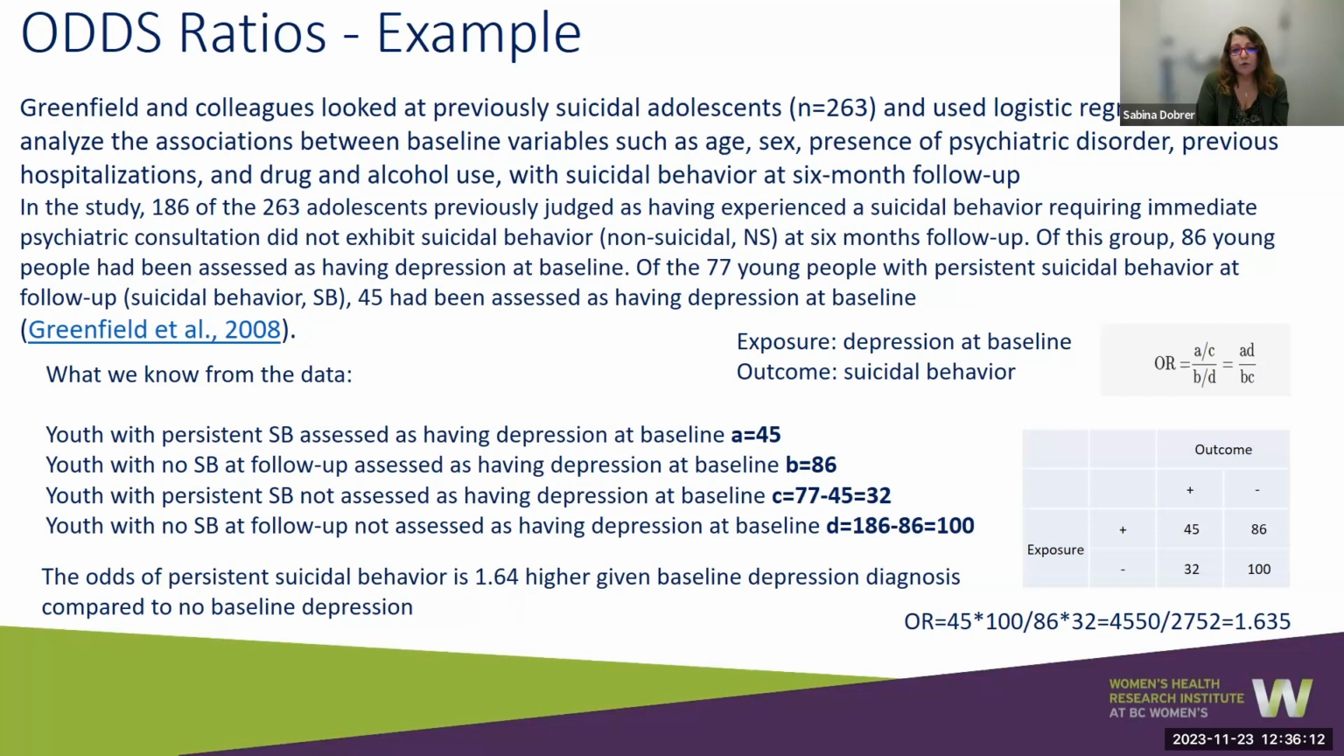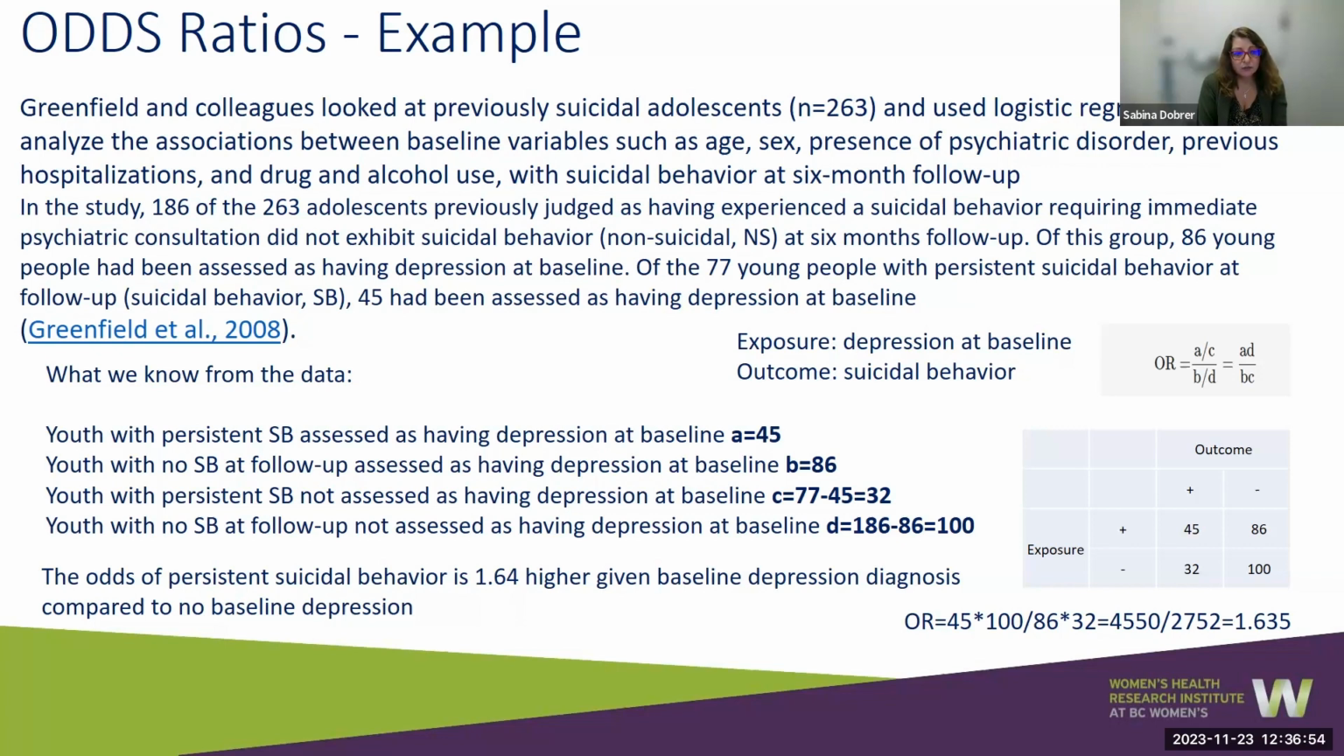And you had a group of 86 young people who had been assessed as having depression at baseline, and out of them 77 young people with persistent suicidal behavior at follow-up. And 45 had been assessed as having depression at baseline. So basically, I'm giving you here an example of how they divide their population, and I simplify this here as who has suicidal behavior and who has the outcome. So you can see youth with persistent suicidal behavior who had depression at baseline, we had them as 45.